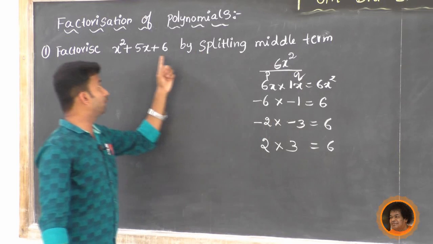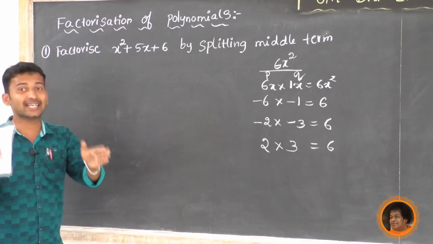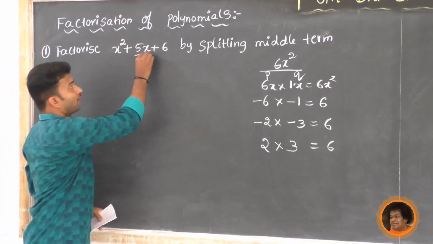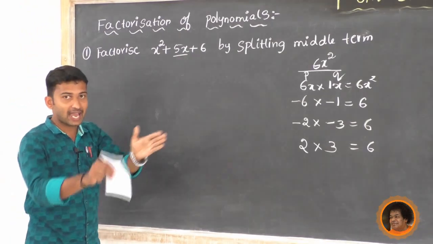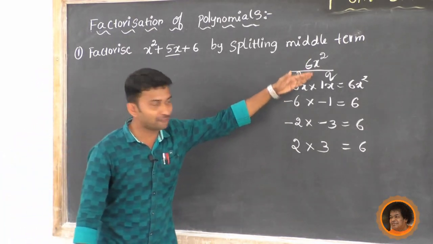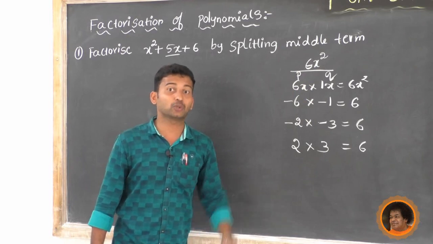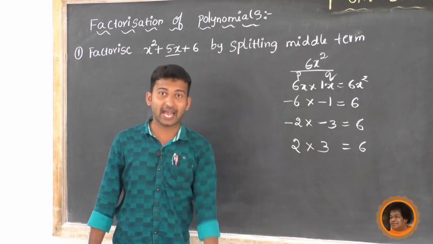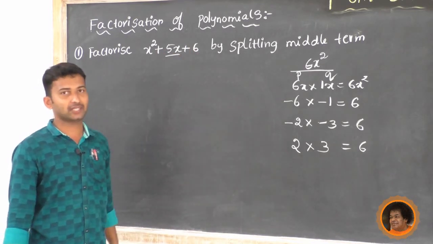Next, look at the problem x square plus 5x plus 6. What is the question? We have to split the middle term of the polynomial, the middle term of the polynomial is 5x. We have to split 5x as two terms by using one of the pairs from the list of the possible factors of 6x square. We have to select the best pair from the list which gives the product 6x square, and at the same time the sum is 5x. Yes, check one by one in the list.